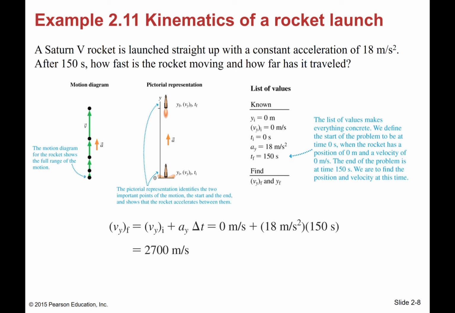So let's apply that to a little problem here. The same problem. You have a rocket that is launched straight up. This is the acceleration of the rocket, 18 meters per second squared. After 150 seconds, that is about 2 minutes and a half, how fast is the rocket moving, and how far has it traveled? So for the pictorial representation, we could have a motion diagram, and this gives you a pretty good idea of what type of motion it is. You can see the velocity increasing.